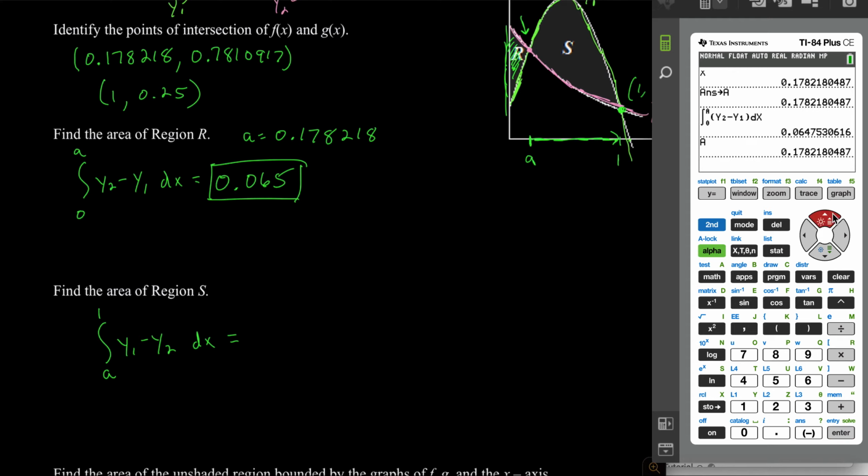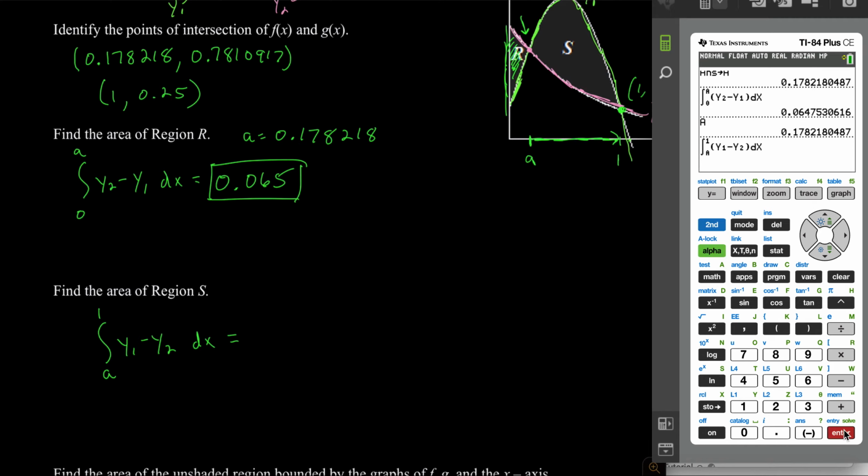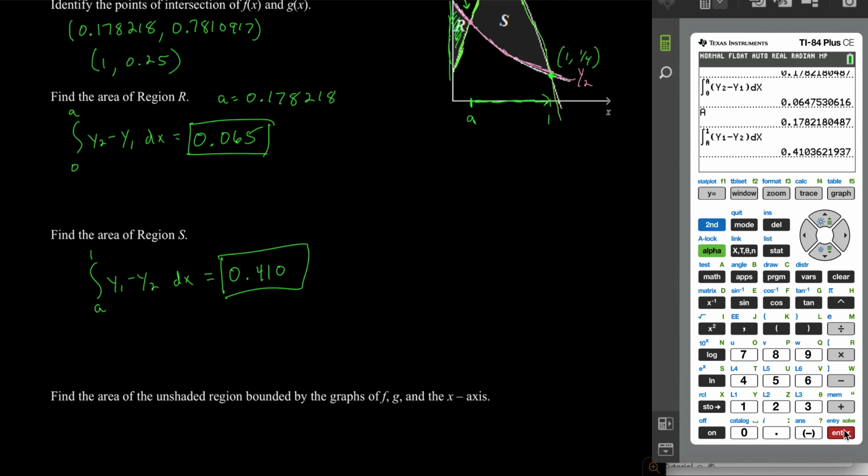All right, so let's go up here so I don't have to go to f int. Here's your copy feature, right? You highlight it, you hit enter, and now we can edit. So we're going this time from A to 1, so alpha A to 1. And now we're doing y1 minus y2. 0.410. Good. 0.410. That's the area of region S.